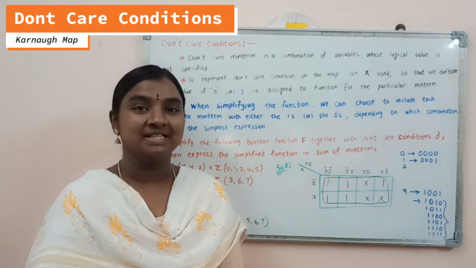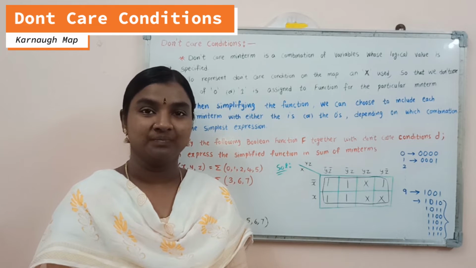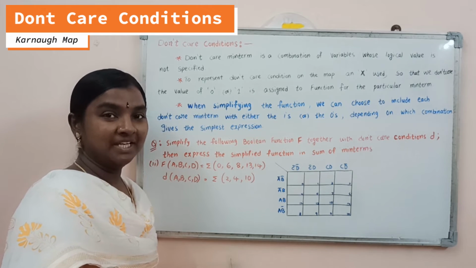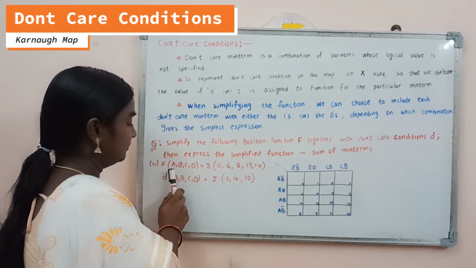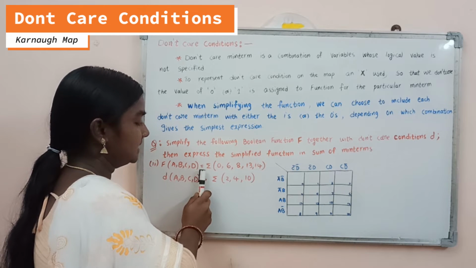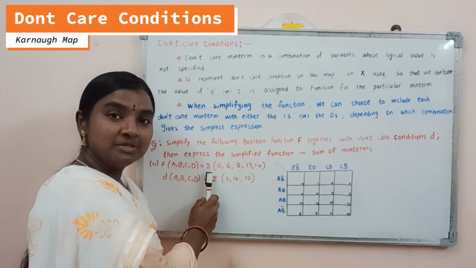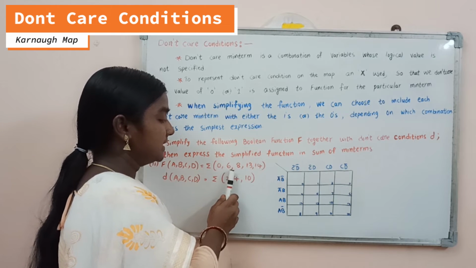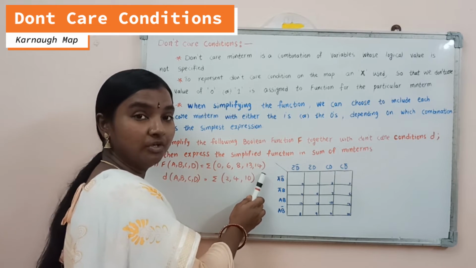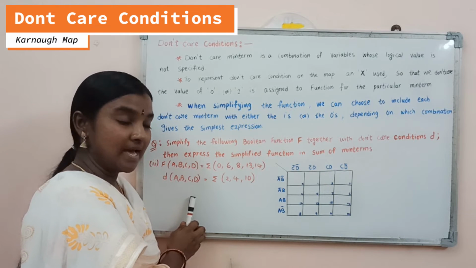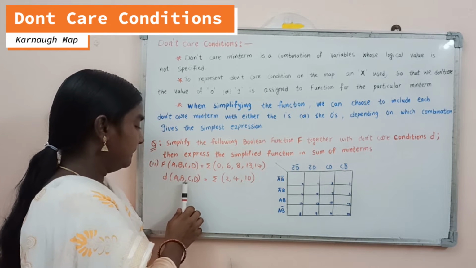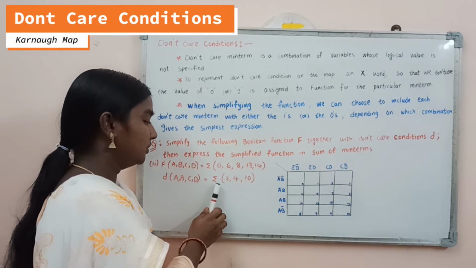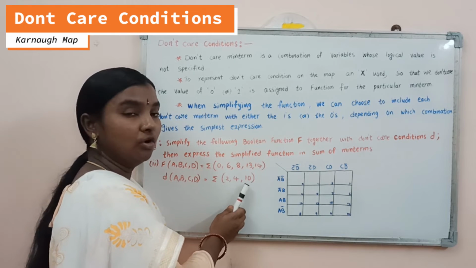Now we will consider the second question also. Now coming to the second question. Function of A, B, C, D is equal to the sum of minterms 0, 6, 8, 13, 14, and the don't care minterms: don't care of A, B, C, D is equal to the sum of 2, 4, 10.